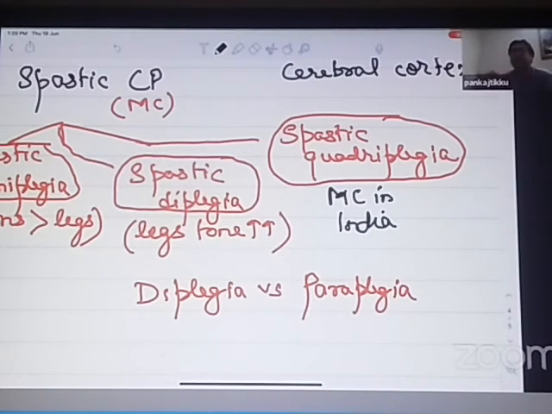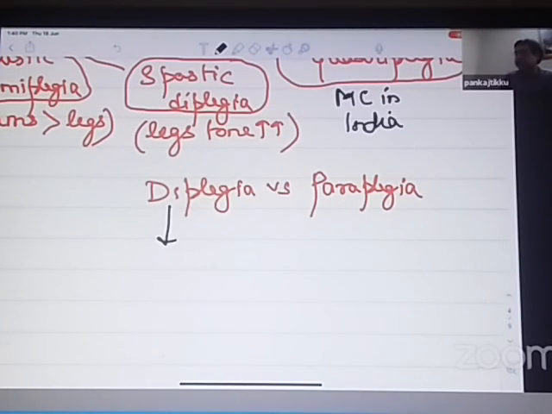Remember? Okay. In preterms, I told you, whenever there is hypoxic ischemic encephalopathy, the most common ischemic brain injury which occurs in preterms is periventricular leukomalacia. Now comes the most important question. Periventricular leukomalacia. Now this is a damage inside the brain. Periventricular leukomalacia, when it occurs in premature infants, what type of cerebral palsy does it lead to? It leads to a spastic diplegia.